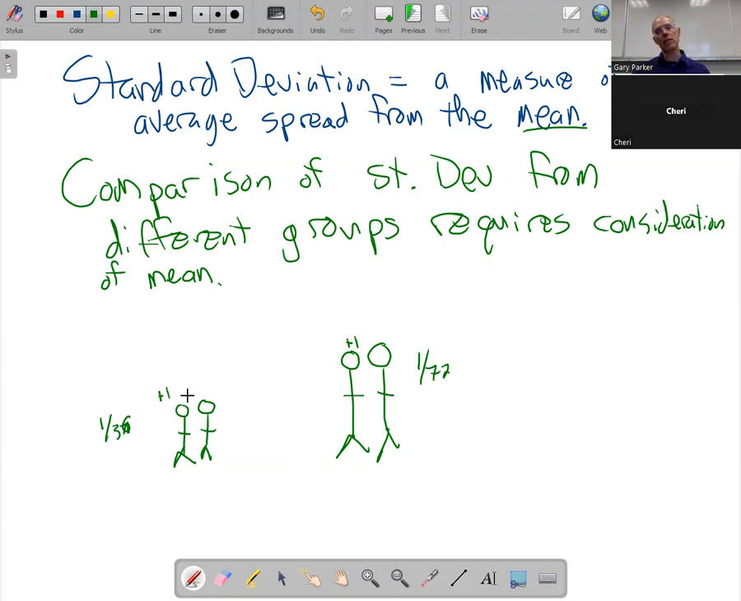And that kind of gets back to the idea of comparing standard deviations from different samples, because different samples will usually have different standard deviations and different means. So you can't directly compare standard deviations. To compare them, what you have to do is take the standard deviation and divide it by the mean for that sample. When you do this division, this is what's called the coefficient of variation.